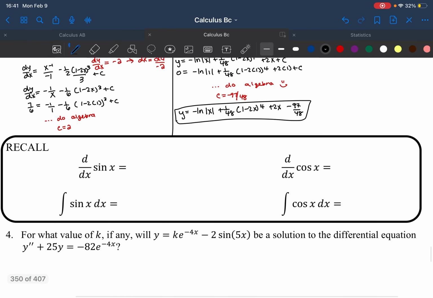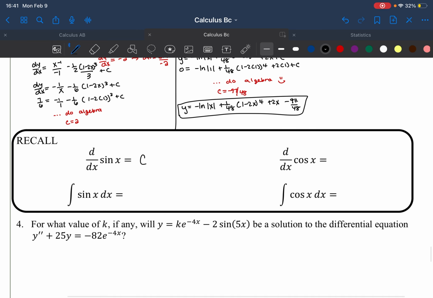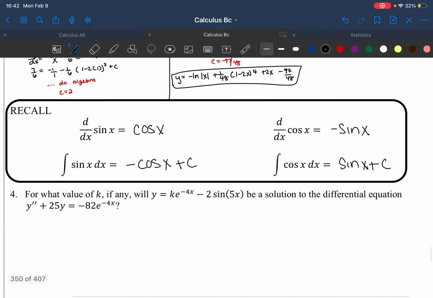The next part says recall. So recall what it means to take the derivative of sine. Well, the derivative of sine is cosine. And the integration of sine is negative cosine plus c. The derivative of cosine is negative sine. And the integral of cosine is sine plus c. So using that information, we're going to answer number 4.